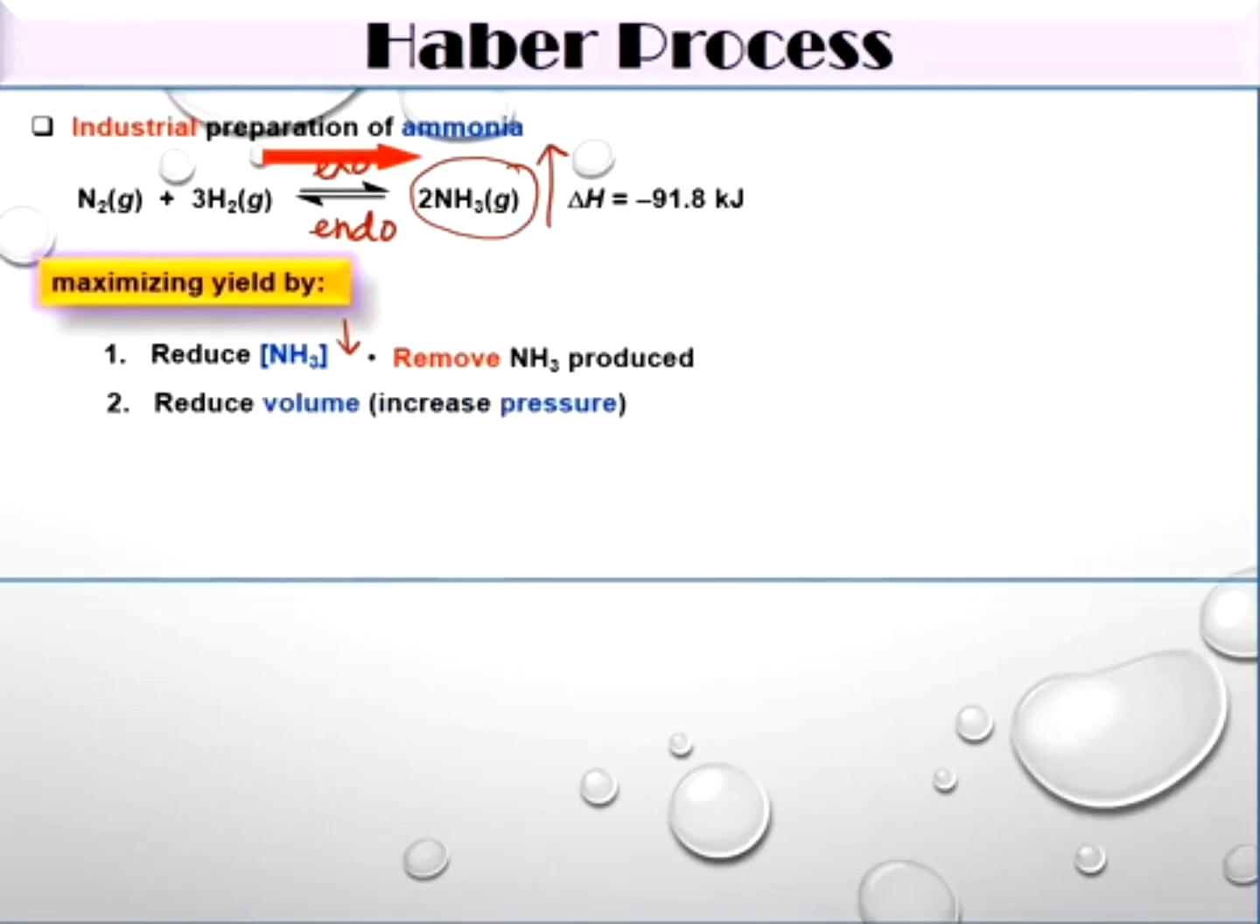Okay, so step yang kedua adalah reduce the volume, increase the pressure. Okay, so tengok dalam equation, dekat sini nitrogen 1 mol, hydrogen 3 mol, total berapa? 4 mol. Ammonia 2 mol. Okay, so sekarang kita nak increase pressure, reduce volume. So maksudnya 4 mol kat sini pressure higher, volume decrease. Kat sini pressure lower, volume decrease.